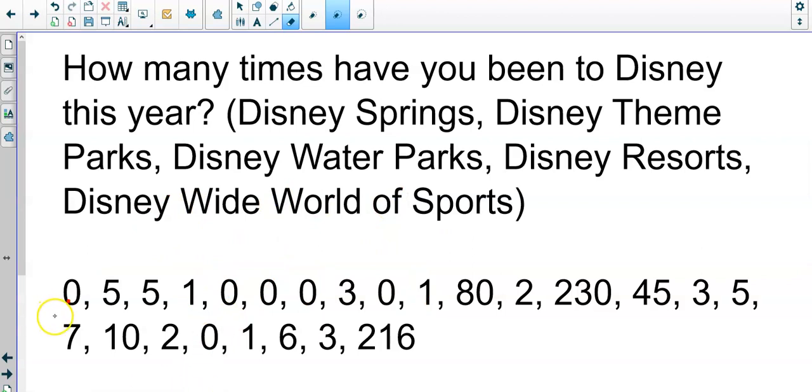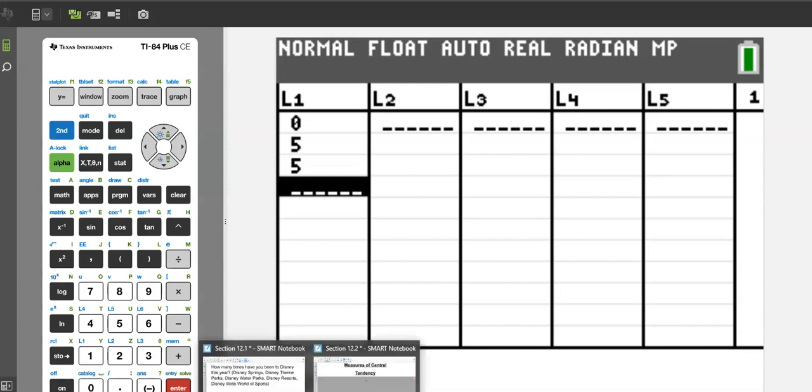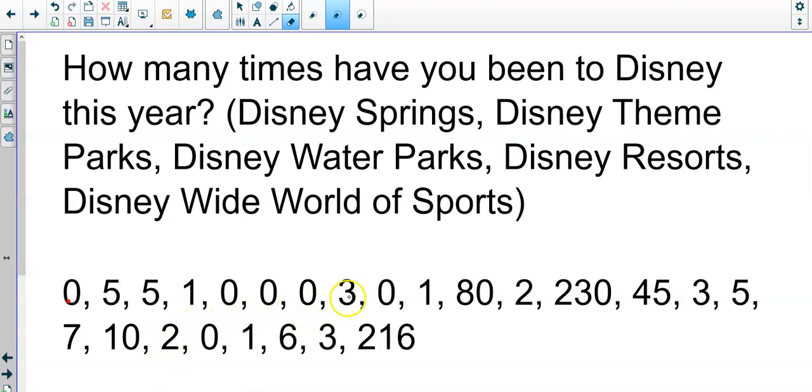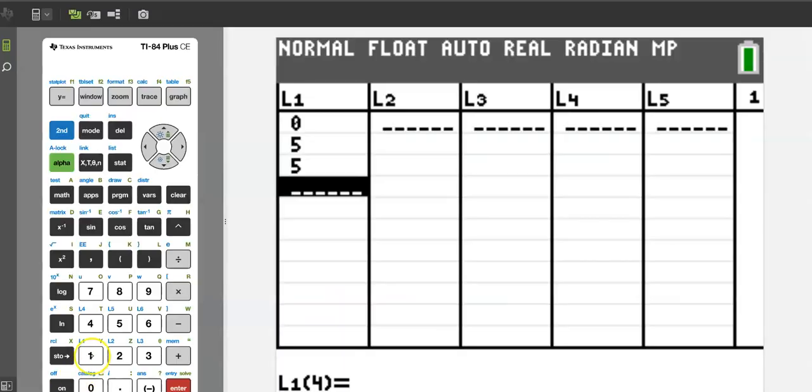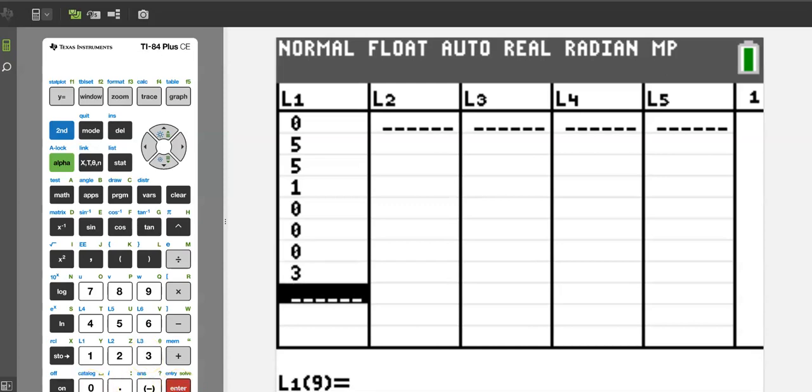So I've got 0, and then a 5, and then a 5. So I can push 0, enter, 5, enter, 5, enter. And I keep going, and notice as this thing goes up, the very last number I put in should be 24. That way you know that you have all your data. So again, I go back over here. I've got a 1, 0, 0, 0, and a 3 and a 0. So 1, three zeros, a 3, and a 0. So I got a 1, enter, 0, enter, 0, enter, 0, enter, 3, enter, 0, enter. So there was that information I just had a moment ago.